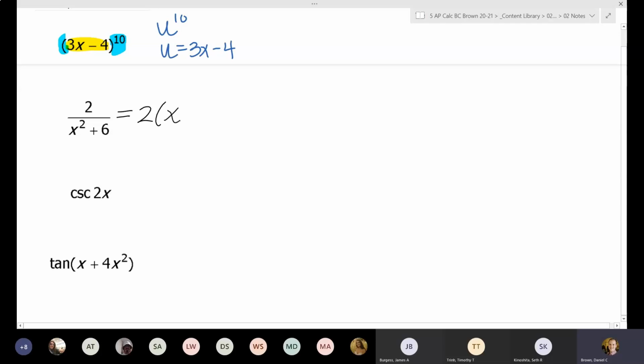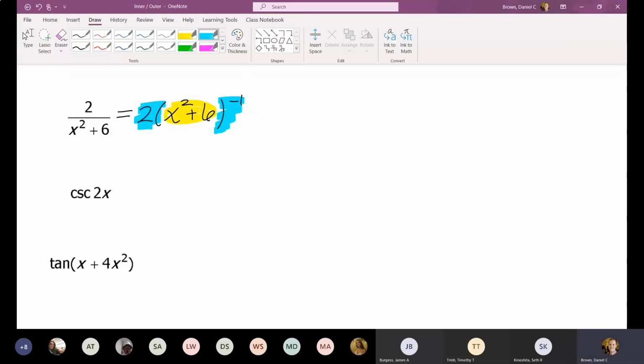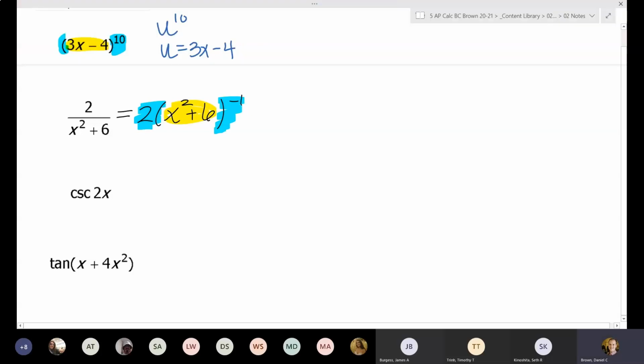But if I rewrite it, it actually becomes one that's pretty easy to use the chain rule for. Similar to the one above it, we have this inside portion, and then we also have the outside function. So if I were to describe the second one, I would say, hey, this looks like something that's 2 times something to the negative first power, and that inside something is this x squared plus 6.